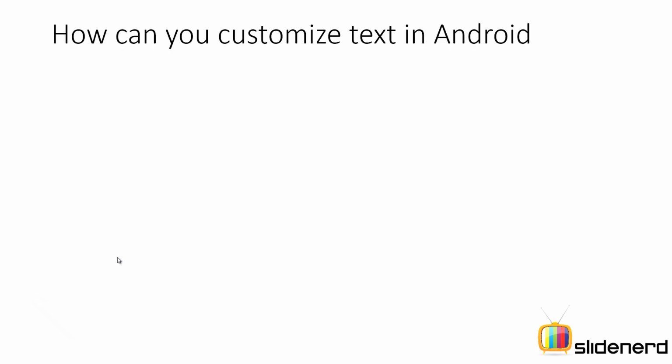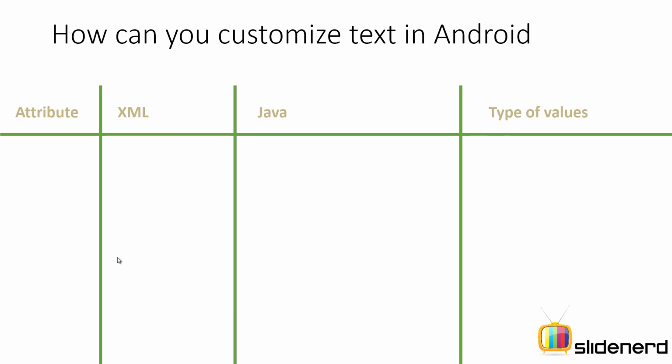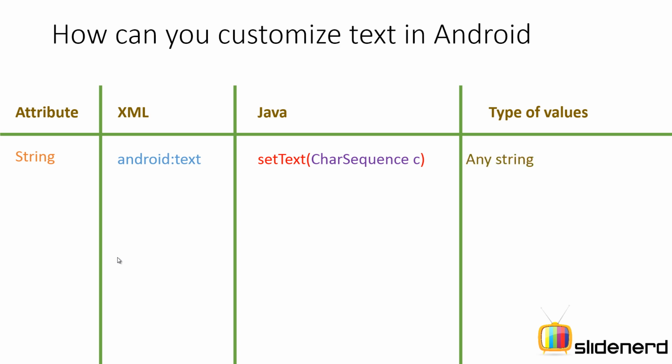So here I'm going to show you a table that contains certain attributes that can customize your text. Let's see what those attributes are. For each attribute there's an XML equivalent and a Java equivalent. So for example, you have string over here. You can use the Android text attribute in XML to customize the value of that string, right? And in Java you have setText that simply takes a string input and you can set the value for the text view or edit text or button or whatever, right? And then you have the value, which can be any valid string as per Java syntax.